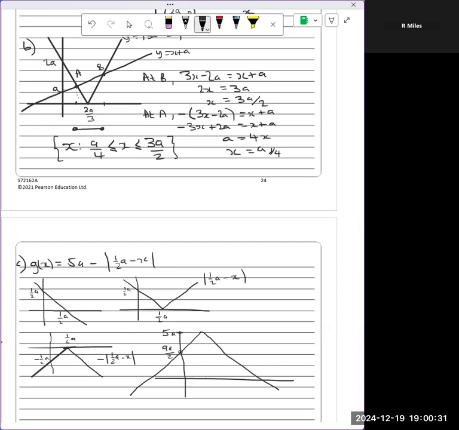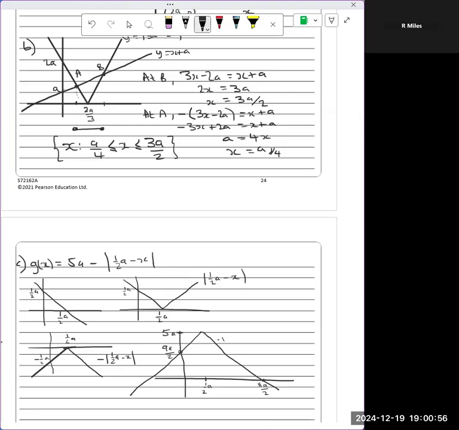So this value here is half a. That hasn't moved. This value over here might be interesting. Remember, we're coming down here with a gradient of -1. So if we're going down 5a, we're going across 5a. So this is going to be 5.5a, which is 11a over 2. Now, we want the range of the function.